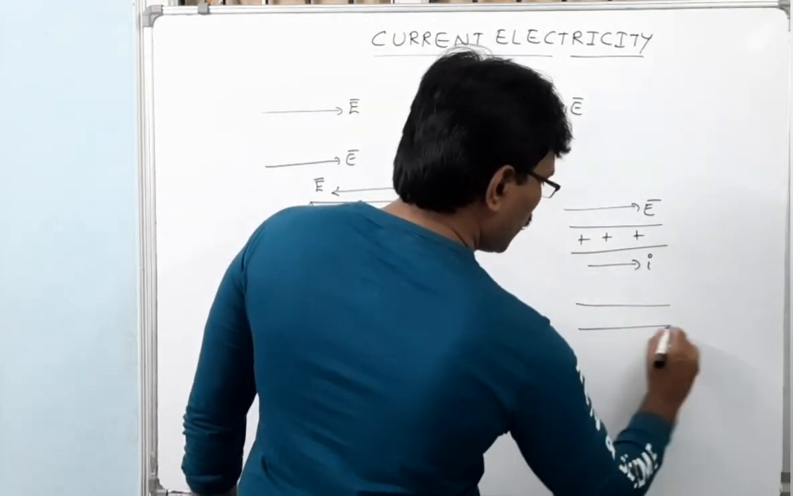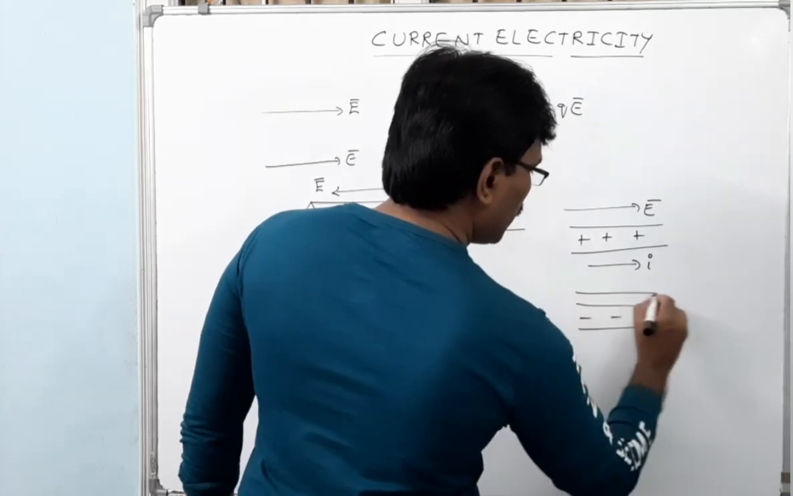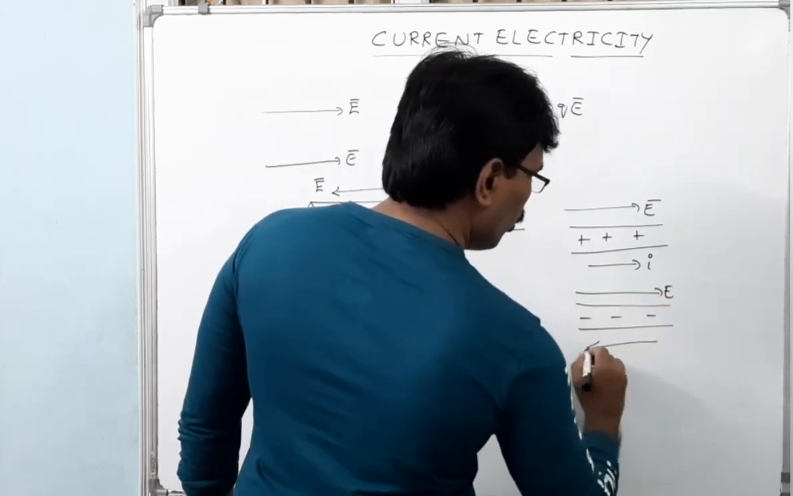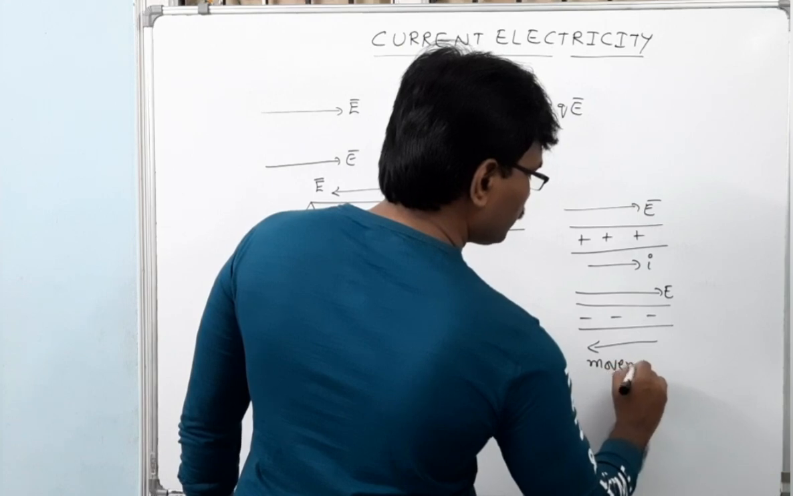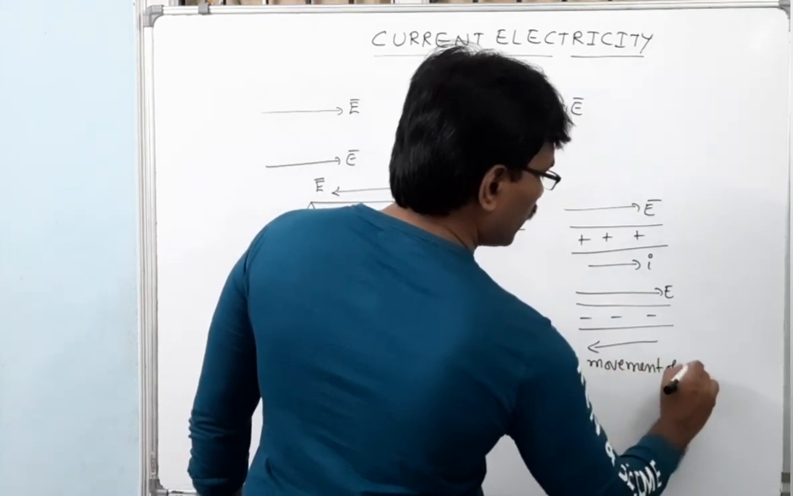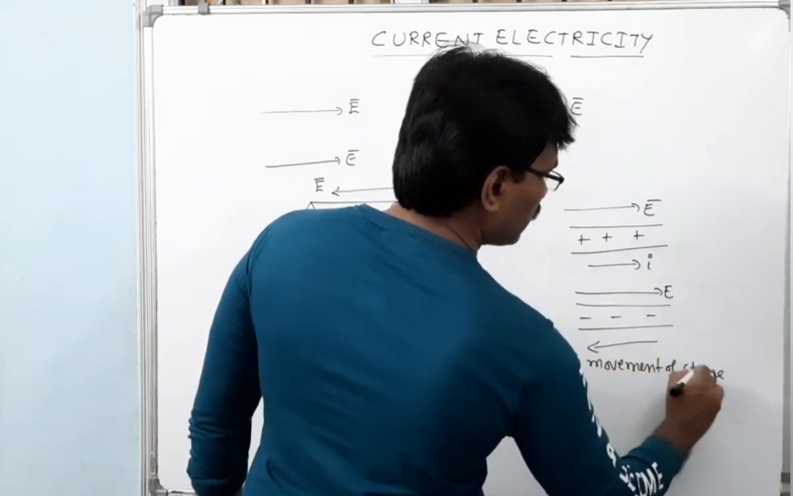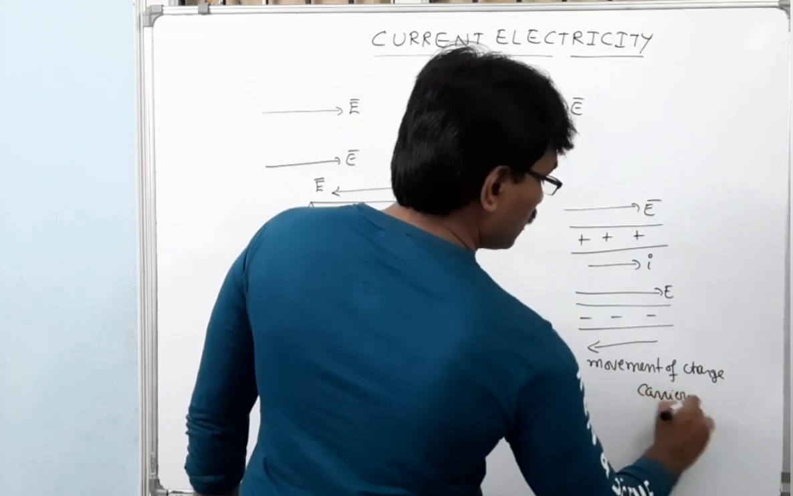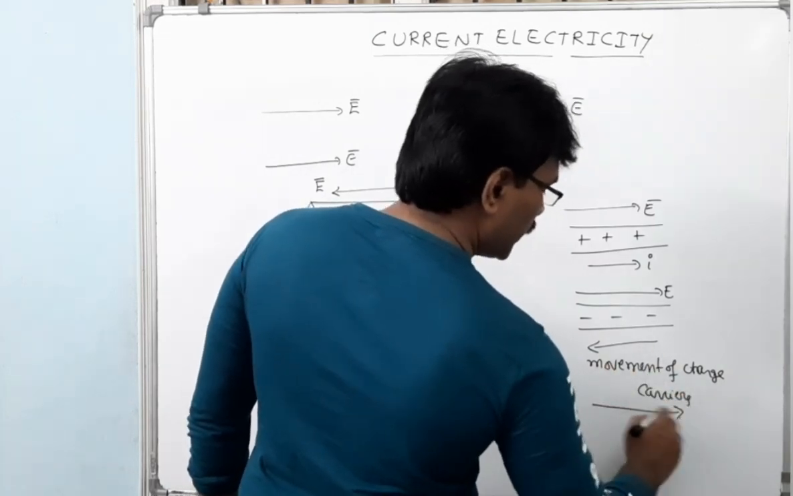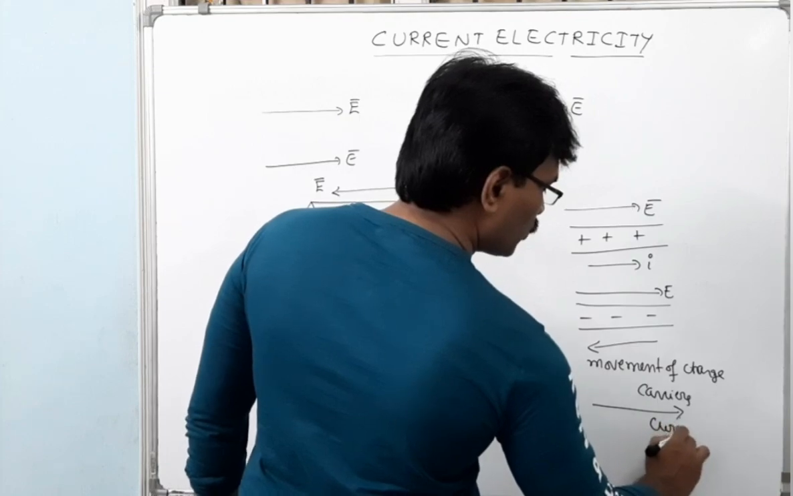Okay, but if you take negative charges, when you apply an electric field in this direction, the movement of charge carriers will be to the left side, but the current will be taken as right side. So this is the current due to the negative charges.